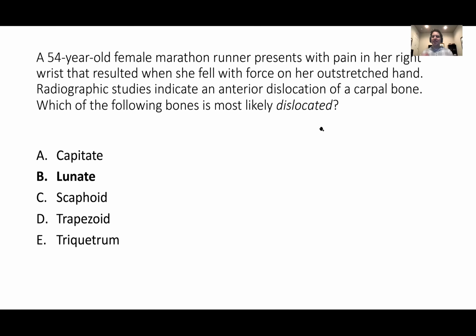All right, for sure, right? So the bone most often fractured is the scaphoid, and the one next to it is the lunate. Lunate is most often dislocated. It's a posterior dislocation. It often pops out, right?